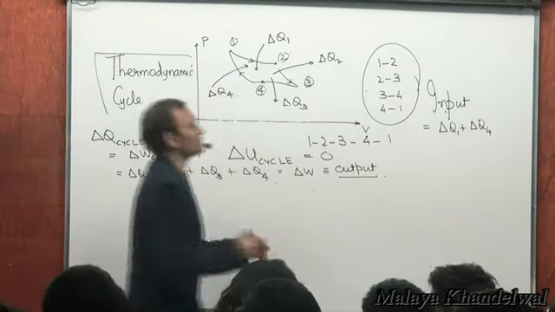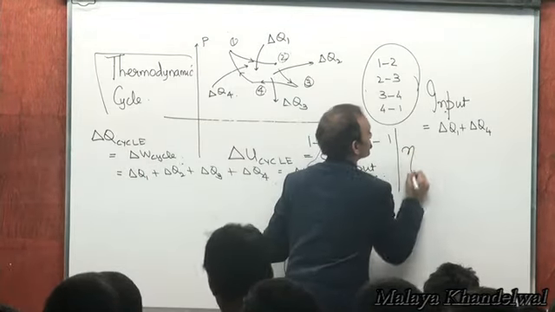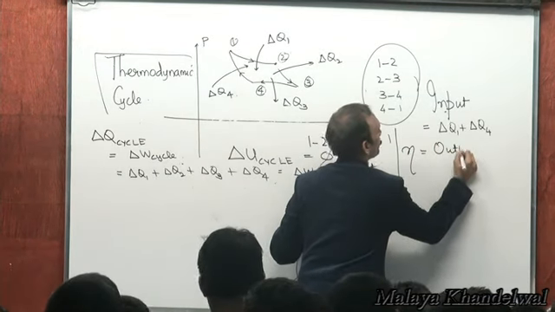And then the efficiency of the cycle is going to be output divided by input.